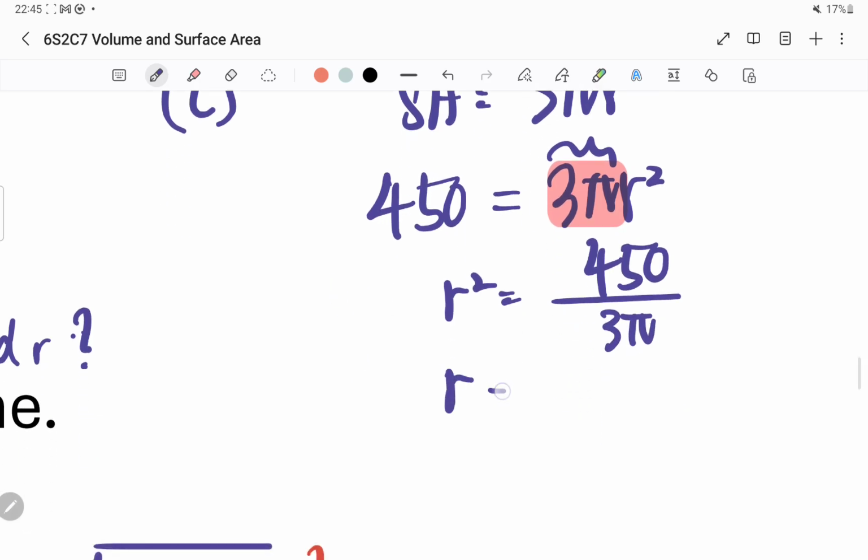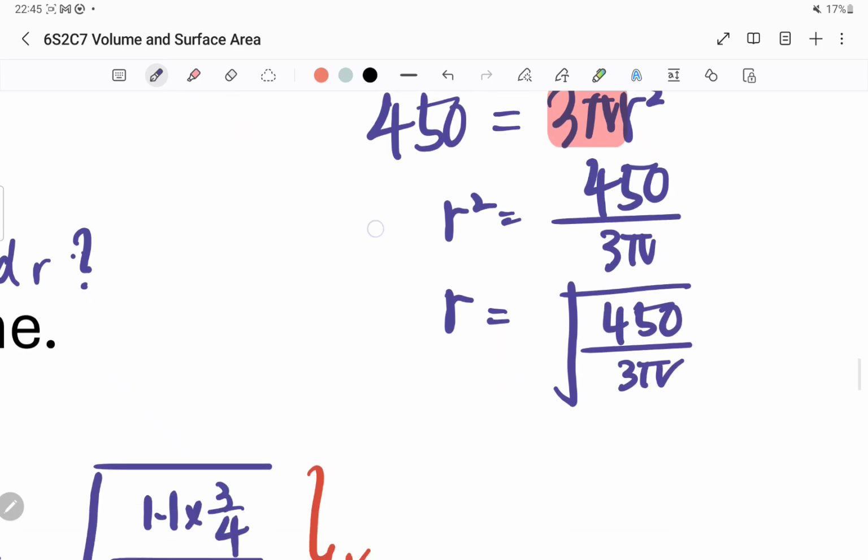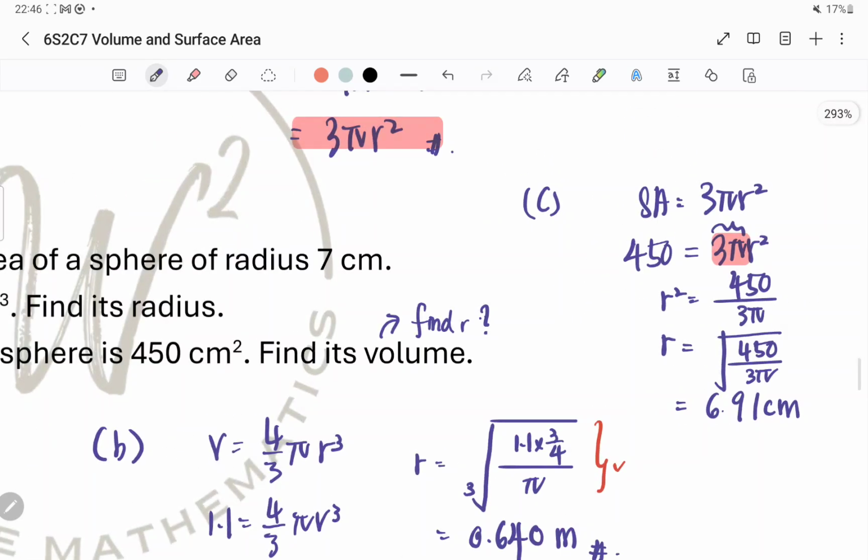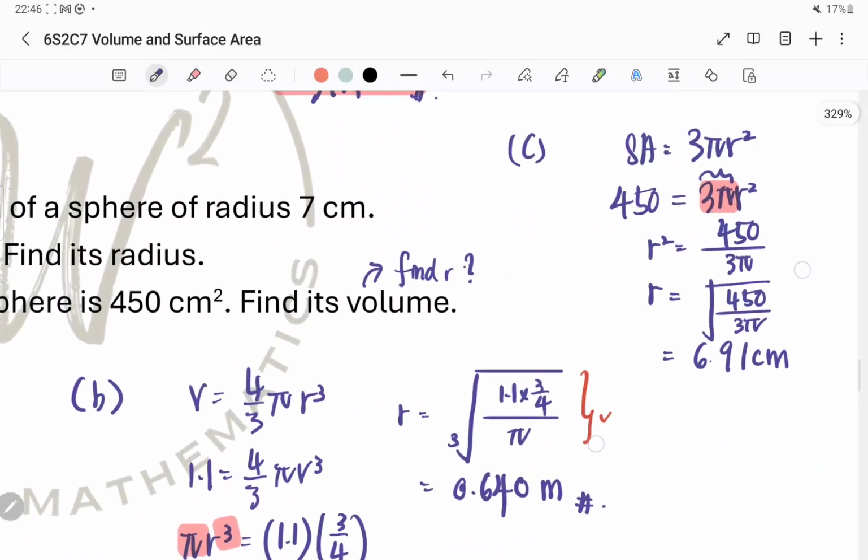Then continue, put r over here. Then you have square root 450 over 3 pi. Then you will find out that your radius equals to what? Put into your calculator, square root 450 divided by 3 pi. Then here you should have 6.91 cm. Okay, save your answer because you need this radius to find your volume.